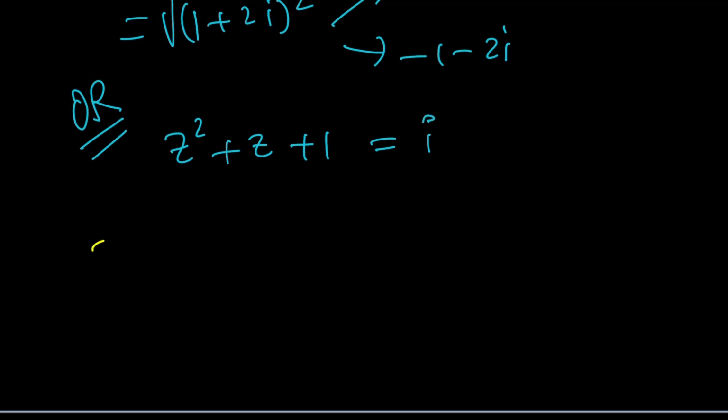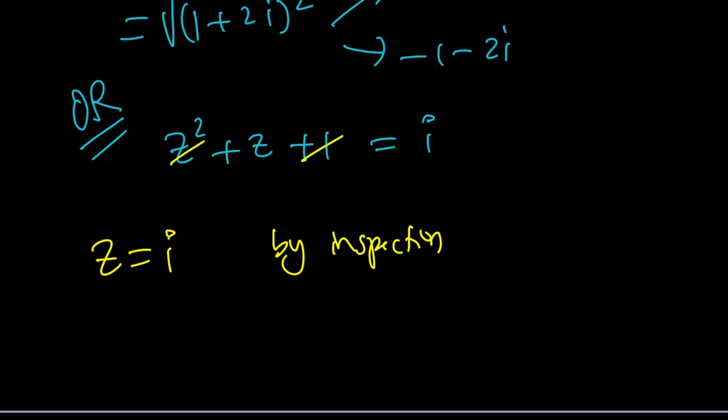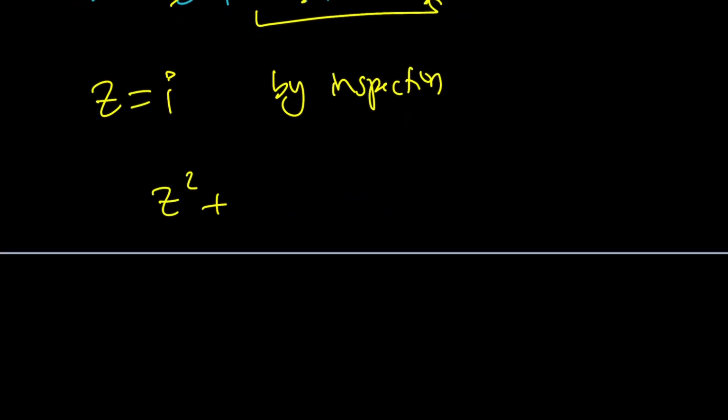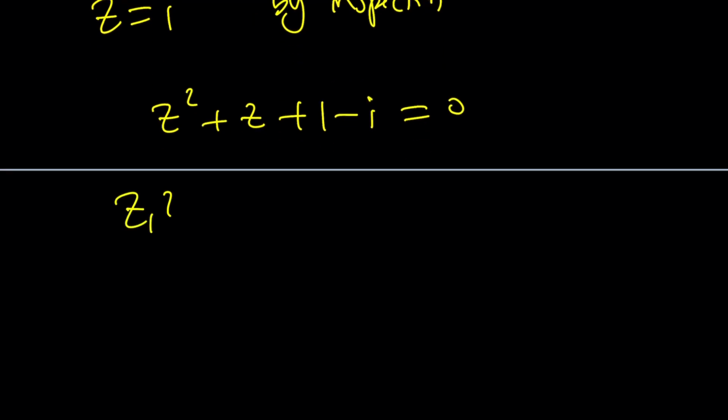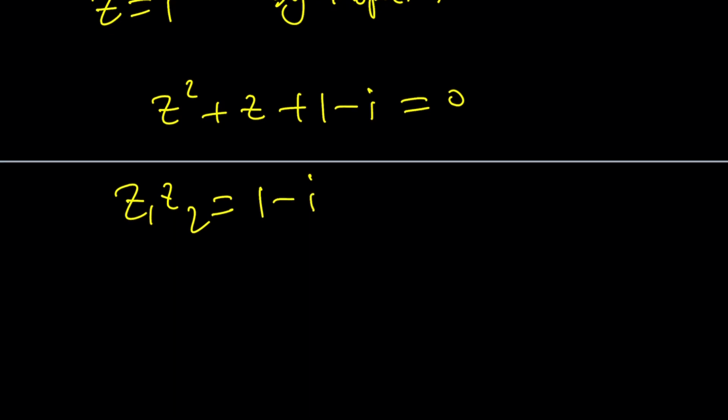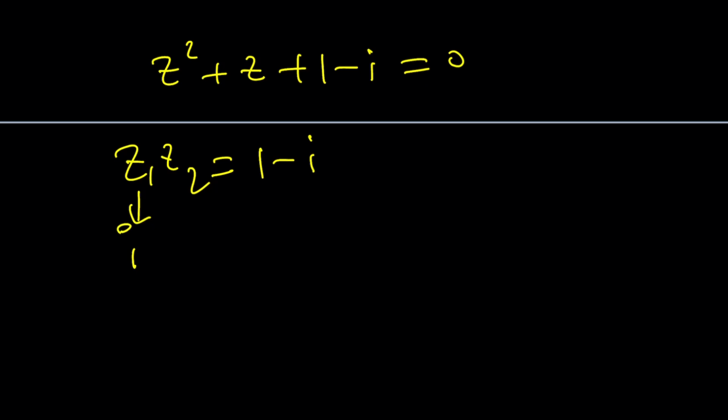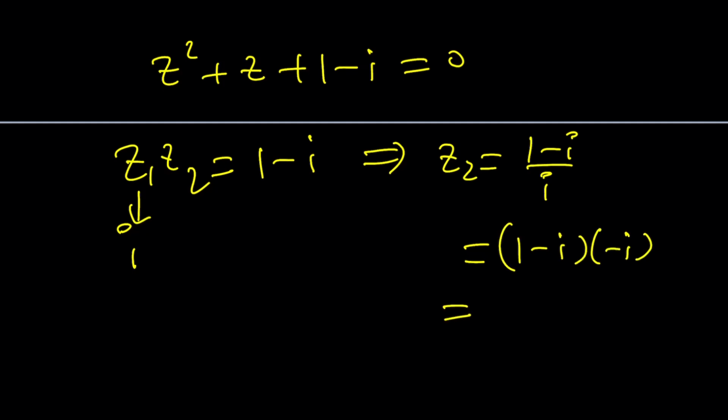Notice that z equals i is a solution by inspection. What does that mean? I noticed that if z is i, z squared is -1, so these two are going to cancel out, leaving us with z equals i. Cool. What do you do with this? Use Vieta's formulas. The product is c over a. So one of them is i. Let's say this is i. From here, z2 is going to be 1 minus i over i, or 1 minus i times -i. And that is -1 minus i.